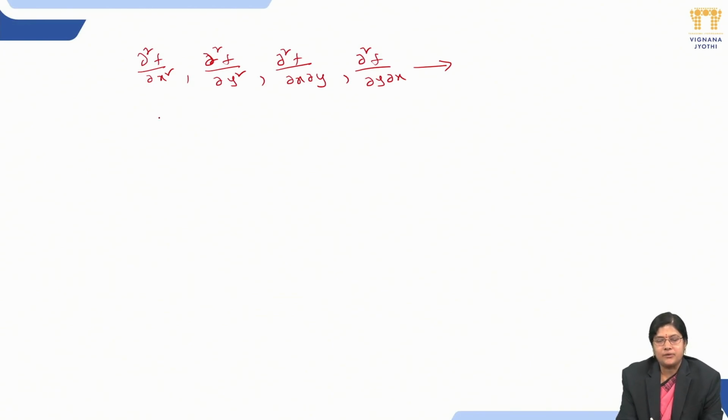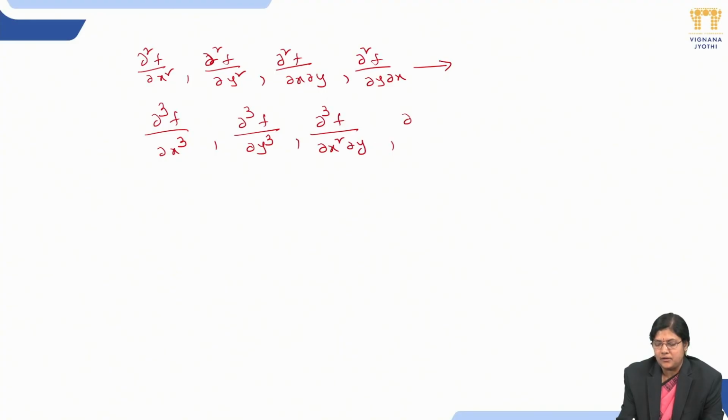Third order partial derivatives of f are denoted by dou cube f by dou x cube, dou cube f by dou y cube, dou cube f by dou x square dou y, dou cube f by dou x dou y square. These all are called third order partial derivatives of f with respect to x and y.